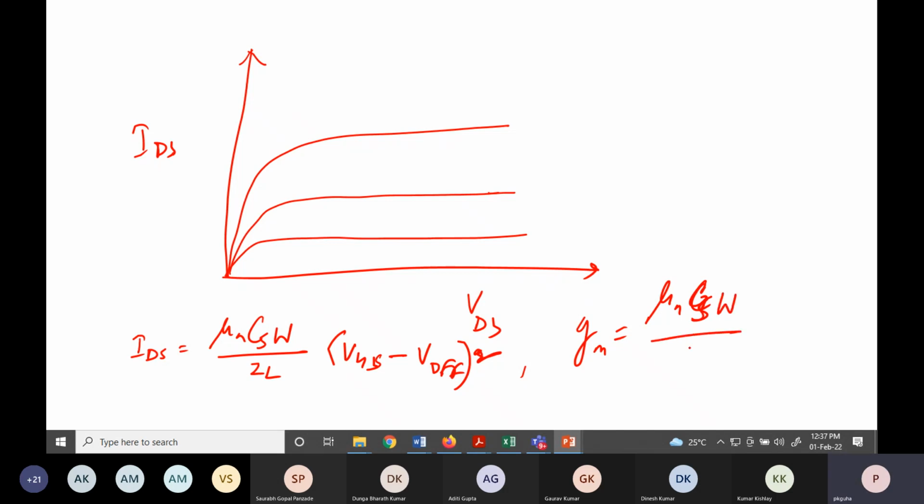GM is mu n CS W over L times (VGS minus V of). This GM, that is the transconductance, will be higher in this case. Why will GM be higher compared to that of MOSFET? You see, mu n is larger compared to silicon based MOSFET, because mu n, we mentioned yesterday, at room temperature is around 8,500 centimeter square per volt second. So mu n is high, maybe 8 times, even 9-10 times, let's put it this way, 8 times.